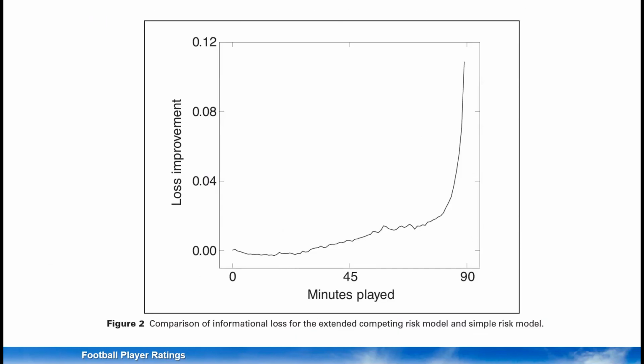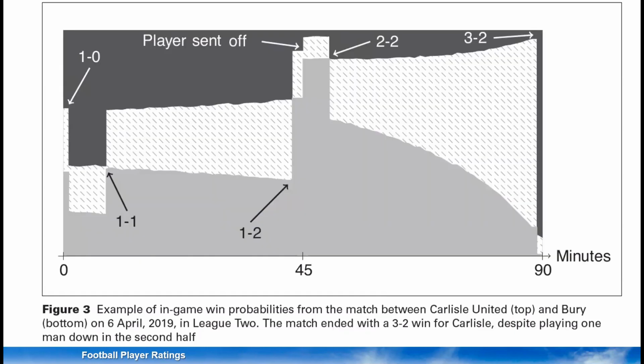In terms of making predictions before the match has started, the extended model performs the same as the simple model. However, later in the match, when red cards or the current goal difference may have a bigger impact, the extended model does provide better predictions. With the extended competing risk model, we can illustrate how the probabilities of different match outcomes vary during a match. Here, illustrated on a match between Carlisle and Bury from 2019.